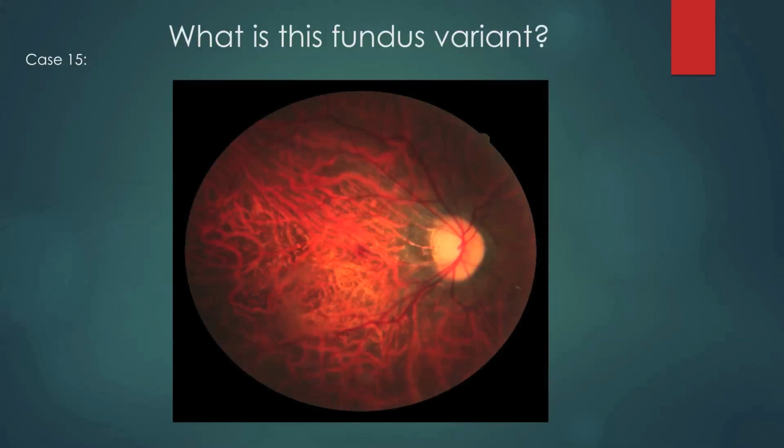Case 15. This is a myopic fundus. You can clearly see the choroidal vessels, and the optic nerve looks healthy. While this image may be concerning on initial look, it is a healthy eye and should not be referred.